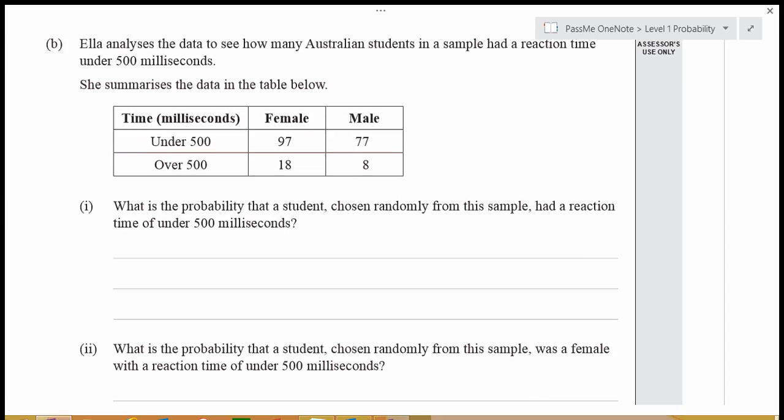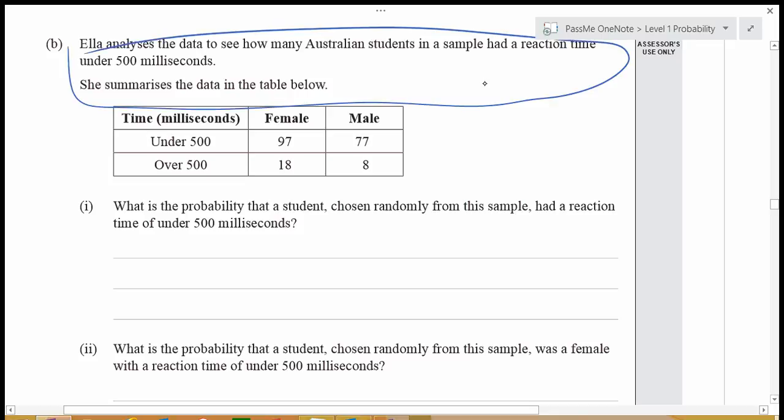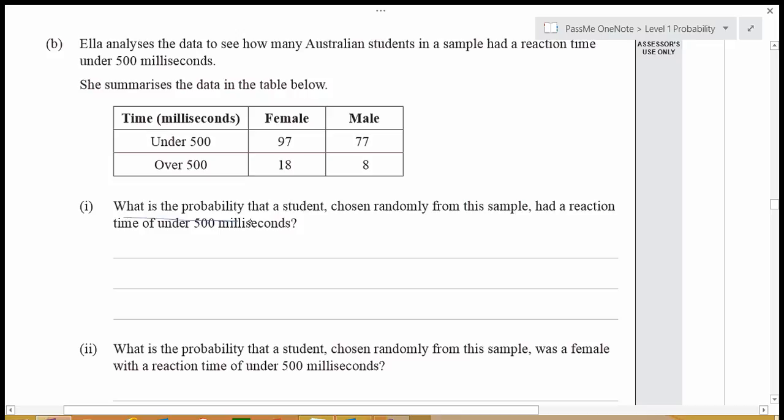Now I've got some probability questions here, and we've got a bit of a blah blah bit here that I don't have to pay too much attention to, but really we want to read the question. What is the probability that a student chosen at random from the sample has a reaction time of under 500 milliseconds? So here's under 500 milliseconds, so that's 97 plus 77, so that's 174, and that's out of a total all up of 200, so it's going to be 174 over 200, which we can simplify to 87 over 100.